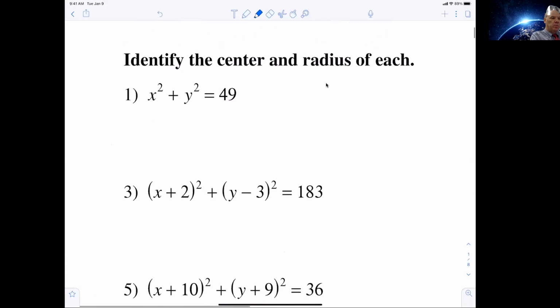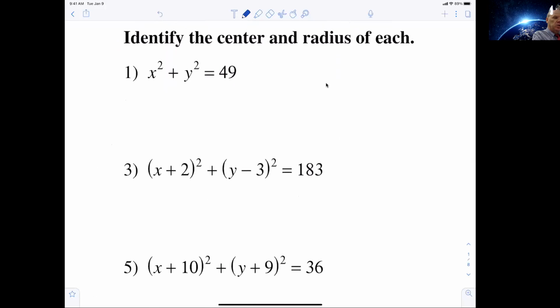All right, so let's start with number one. Who's going to take a shot at number one? What's the center of the circle? Well, the center would be an ordered pair. Yeah, (0, 0). And then the radius obviously would be what? 7. That's how simple. That's all there is to it. Very easy, like I said.